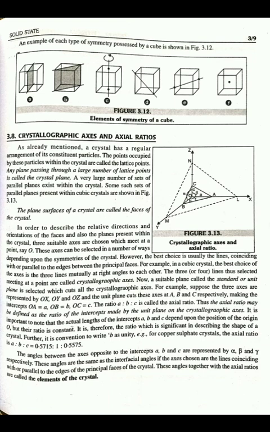Any plane passing through a large number of lattice points is called the crystal plane. A very large number of sets of parallel planes exist within the crystal. Some such sets of parallel planes present within a cubic crystal are shown in the figure. The plane surfaces of a crystal are called the faces of the crystal.